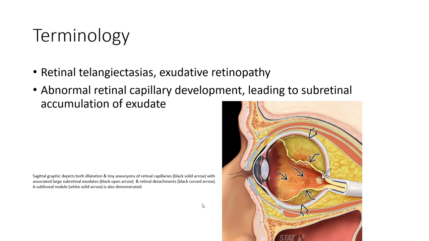In the sagittal graphic, we depict both dilation and tiny aneurysms of the retinal capillary plexus (arrow indicated), with associated large subretinal exudate (black arrow indicated), and retinal detachment (black cloud arrow indicated). A subfoveal nodule (white arrow indicated) is also demonstrated.